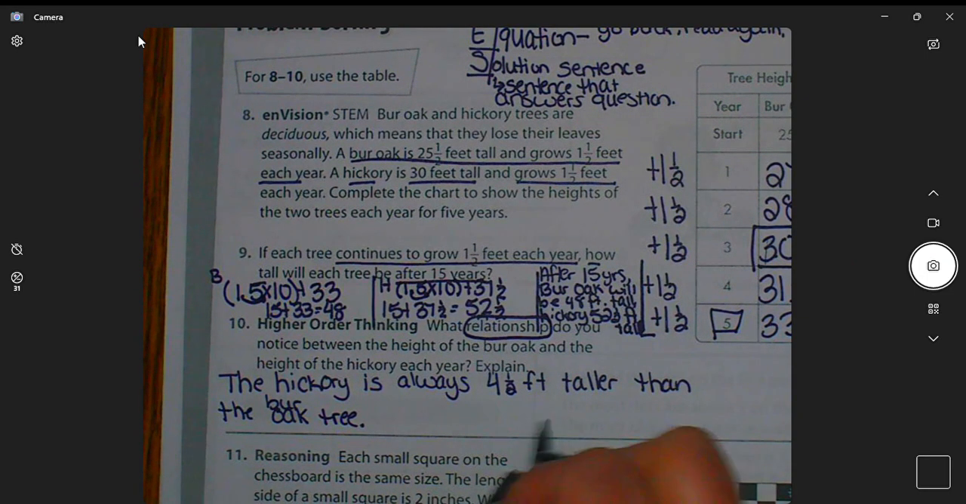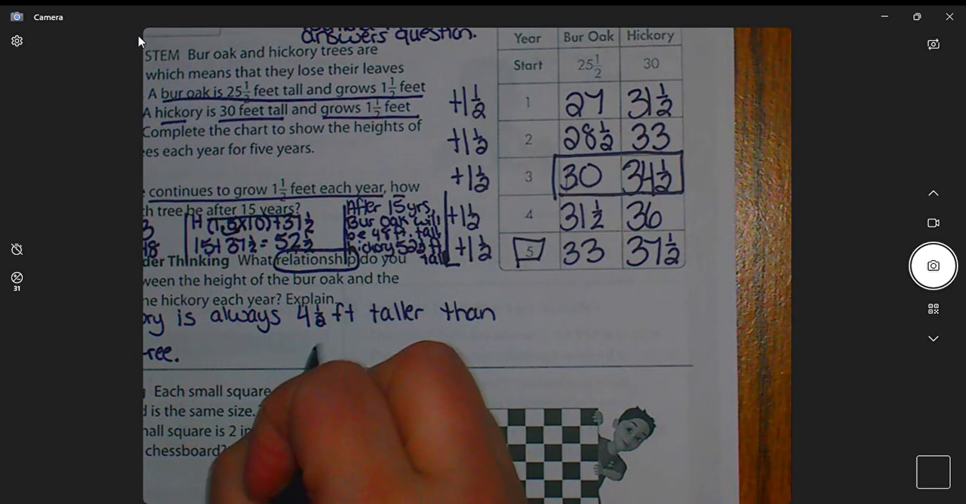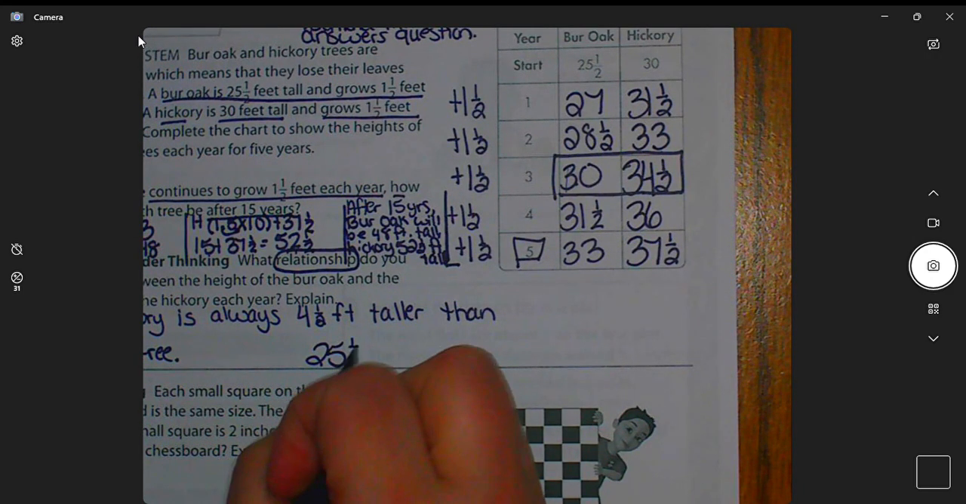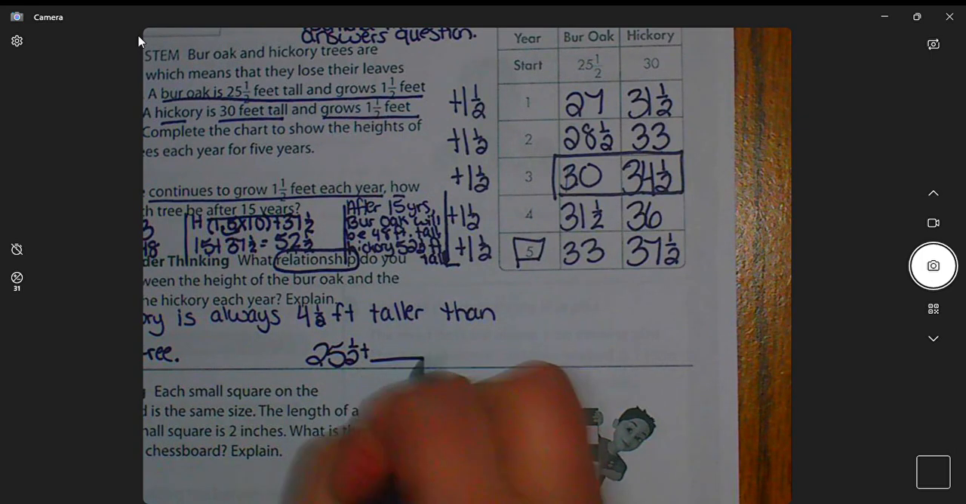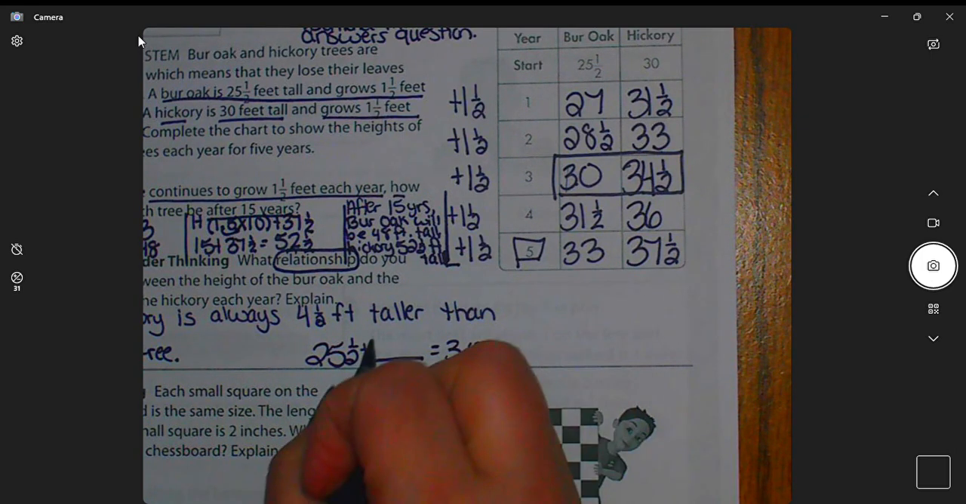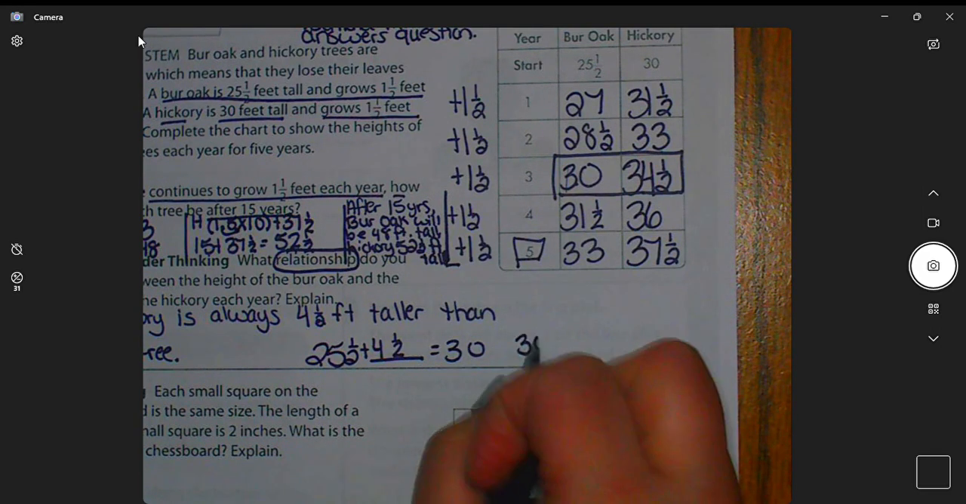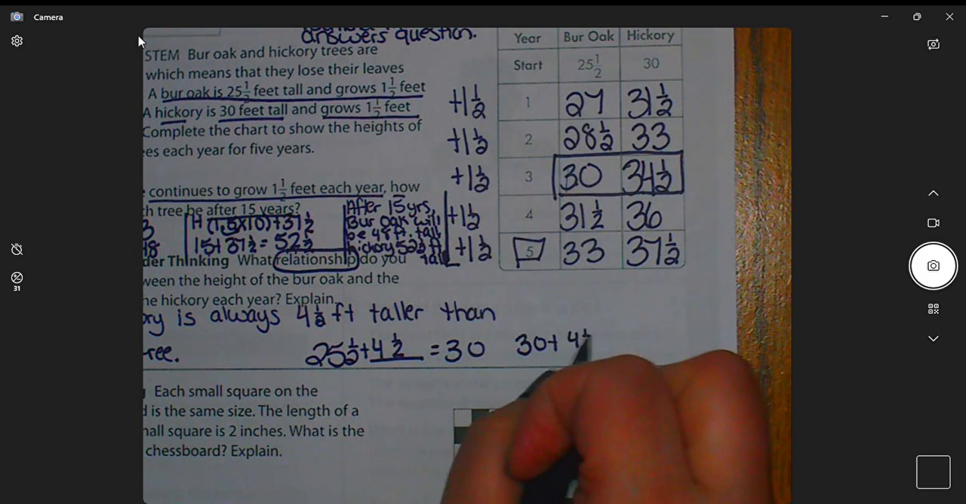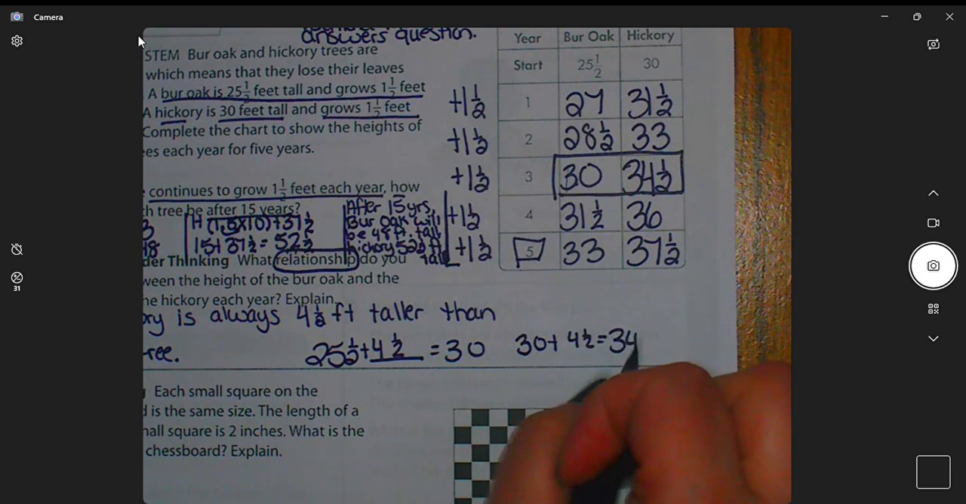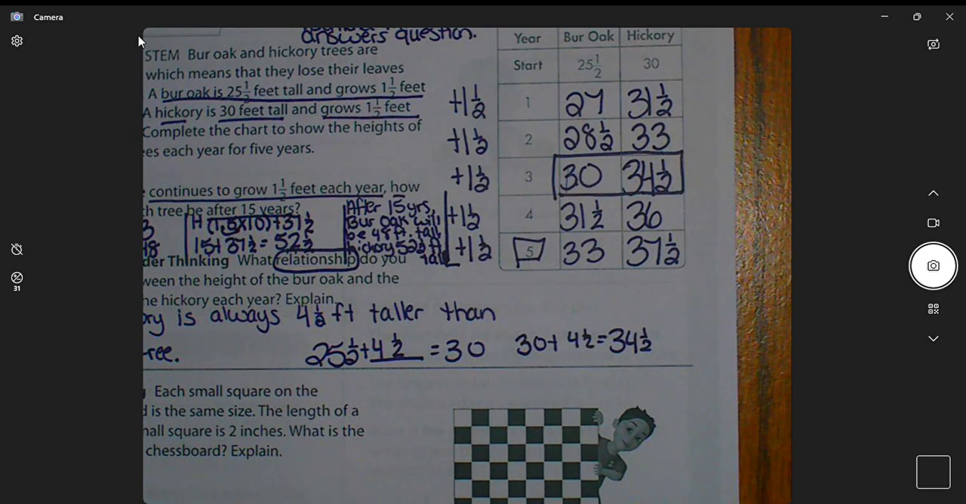Well, the hickory tree is always taller, but I have to be able to be specific. So I can say 25.5 plus blank equals 30. I know that puts me at 4.5. Or I can say 30 plus 4.5 equals 34.5 feet tall. You can say either equation to prove your evidence.